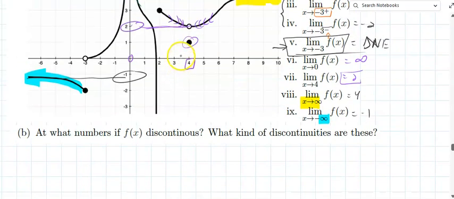At what numbers is f not continuous? Okay, f is not continuous. Remember what continuous means. I trace the graph left to right. Wherever I lift my marker off the page, so when I get to this point, I have to lift it to go up there. So not continuous at x equal negative 3, 0, 2, and 4.